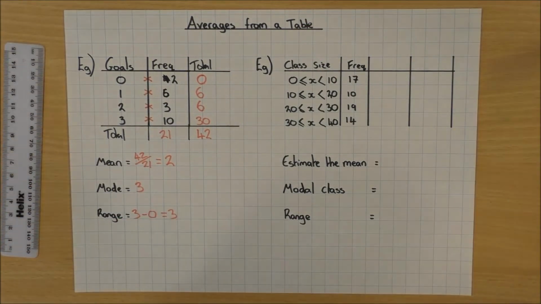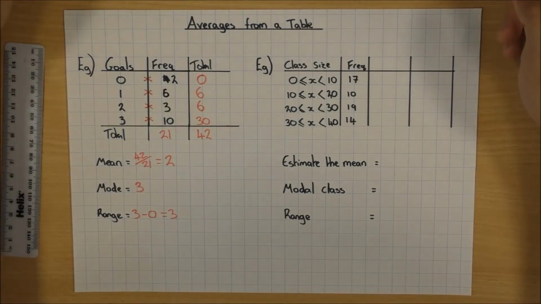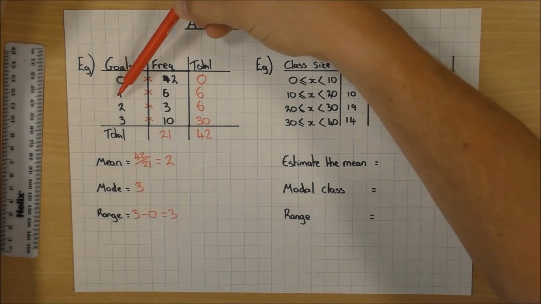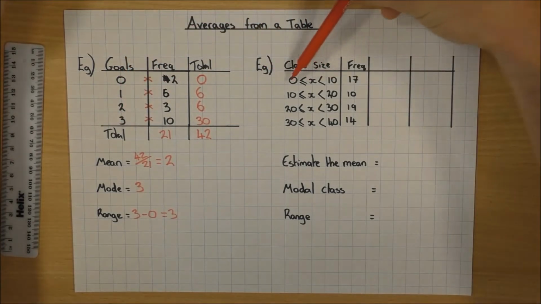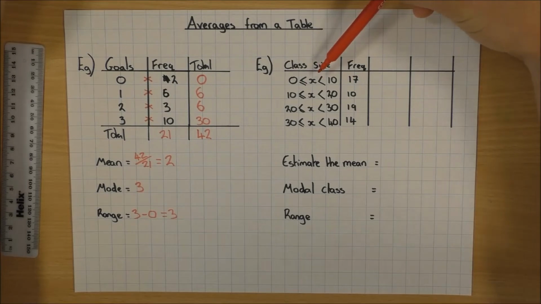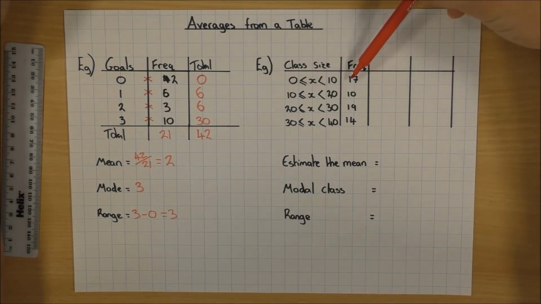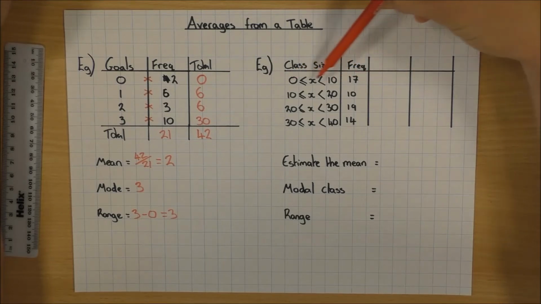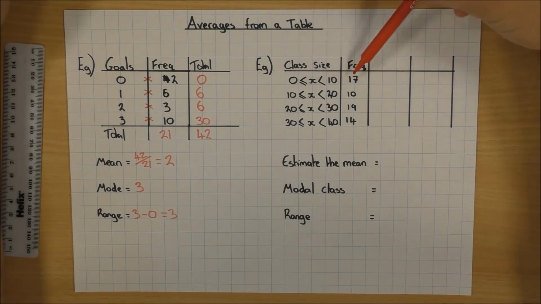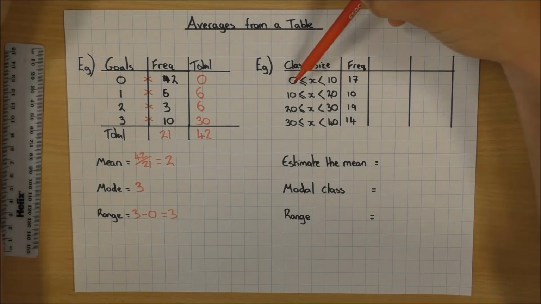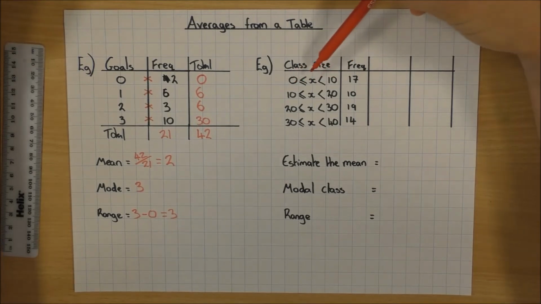Now, the next one is called a grouped frequency table, because it's not just giving you an actual figure here, it's giving you a range, a grouping. So you need to be a little bit careful. You can't just go taking a 0 and times it by 17, or 10 and times it by 17, because we don't know these 17 values. We don't know what they are. They could all be 0, they could all be 10, they could be anywhere in between.